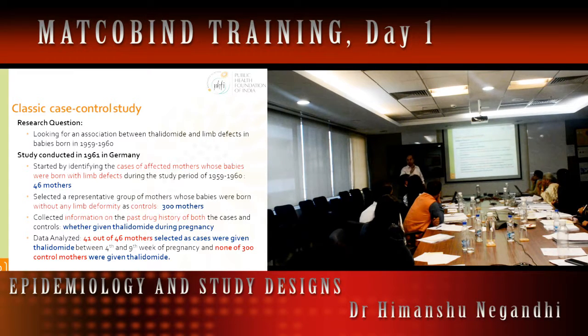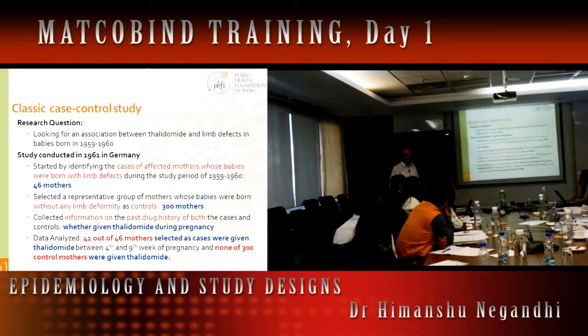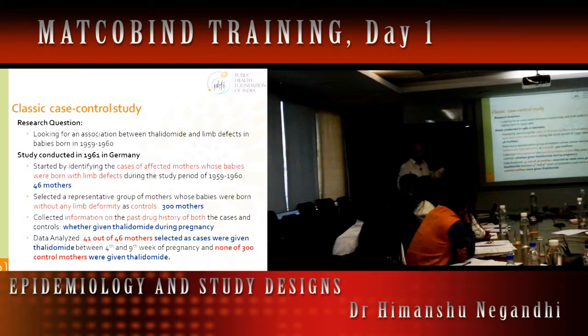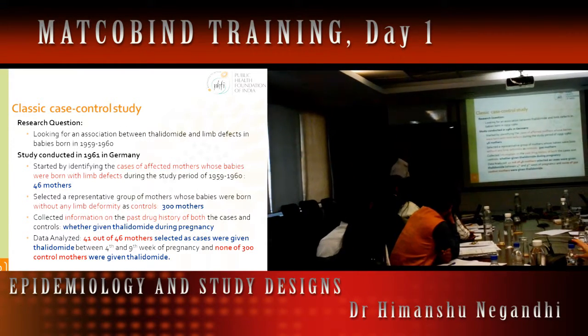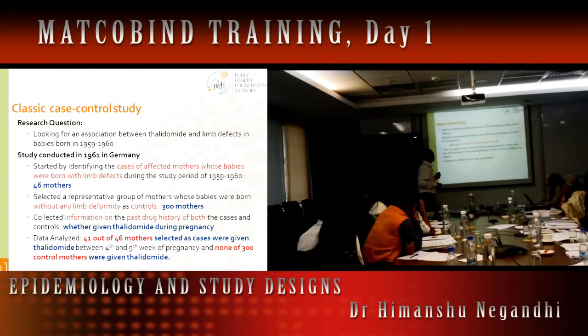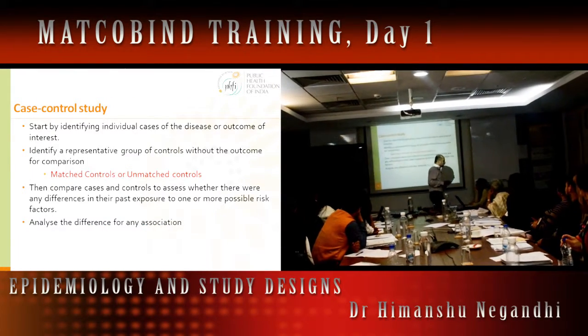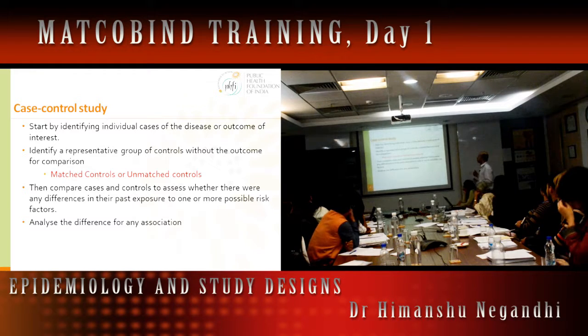We don't see this condition of limb deformities, which is actually called phocomelia, anymore globally, ever. So all these cases were basically thalidomide related. A classic case control study was conducted here. Now what are the other bits we need to know about case controls?